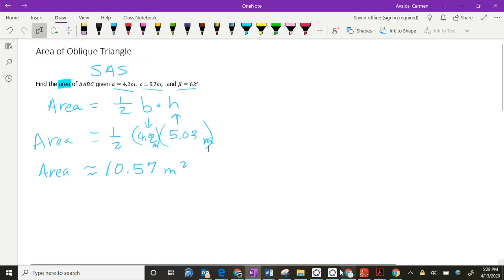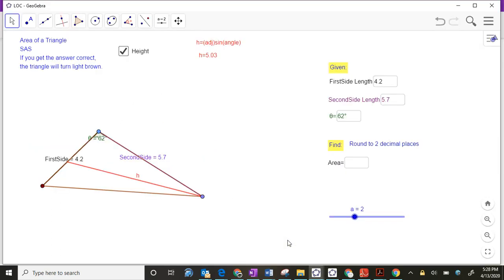Now let's go back and see if that is the correct answer. So we're going to go back here and put in the area, and the area is 10.57. If it is correct, then the triangle will turn a light brown. So when I hit enter, it did turn a light brown. It says 2 decimal places. And so if I just hit that, notice how it's not light brown, so therefore it is not going to be that. But then I changed it, and then therefore it is. So by 2 decimal places, we found the area of this triangle.